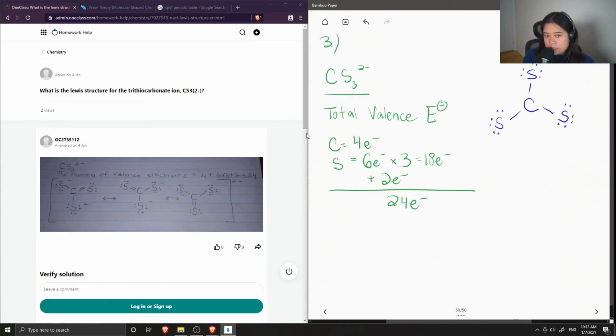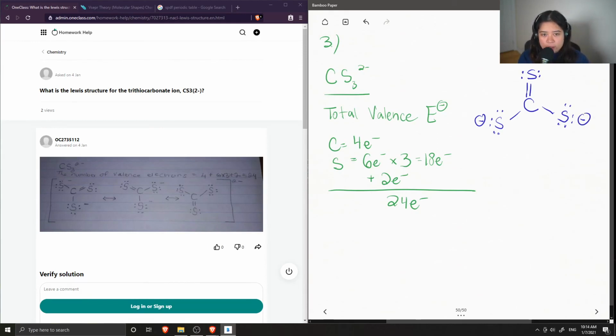But since the carbon doesn't have a full valence shell, I'm going to bring one of these electrons down to form a double bond with the carbon. So now we have the following molecule. And these 2 sulfurs will contain a negative charge.